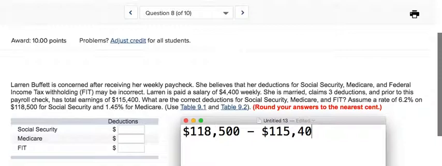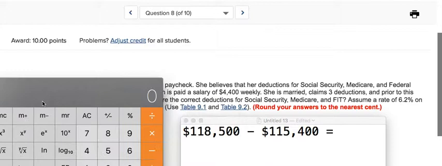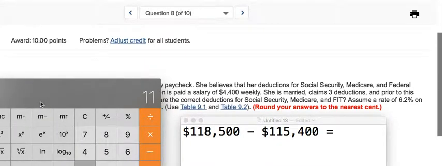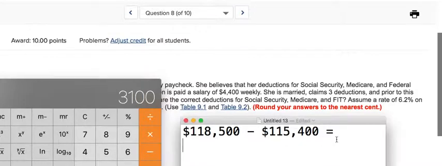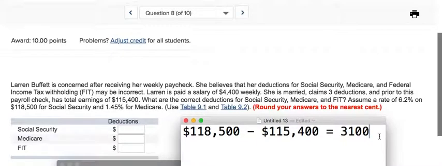So we need to subtract those two to find out how much more Lauren can pay in taxes for the year. We got $118,500 subtracted by $115,400. There's $3,100 left, and after Lauren makes $3,100, there's no more Social Security tax for this year because they've gone over the $118,500 cap.